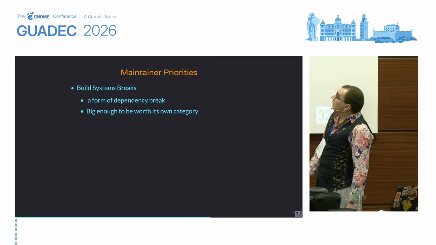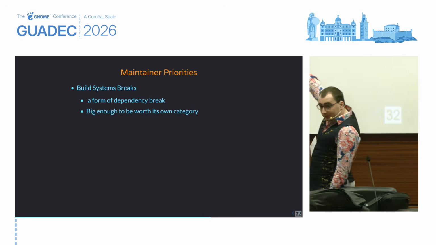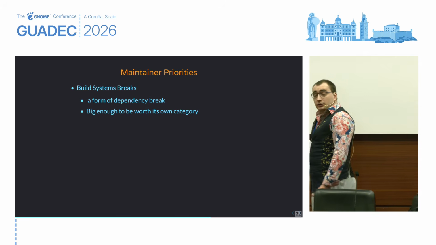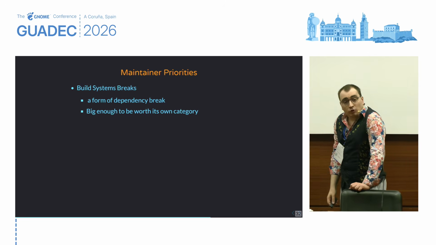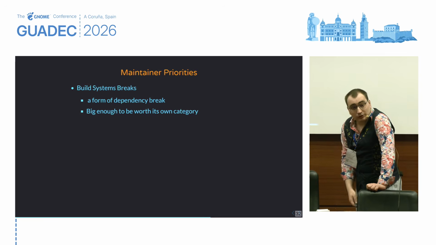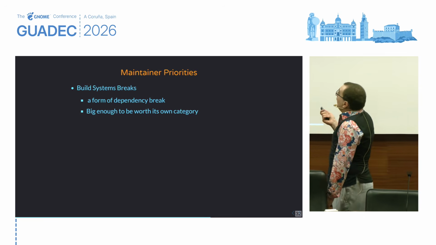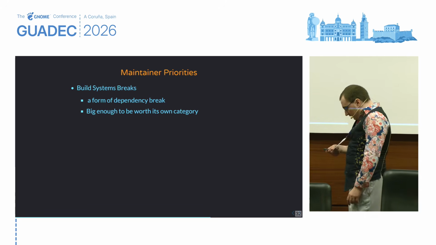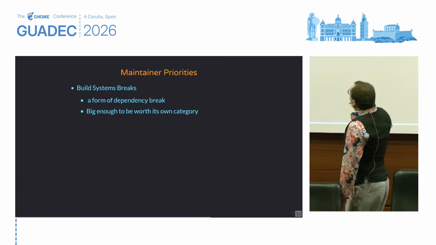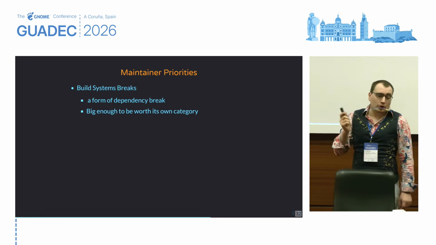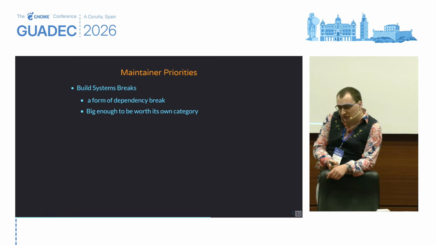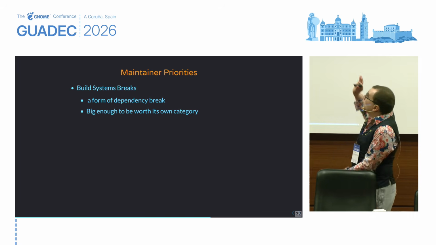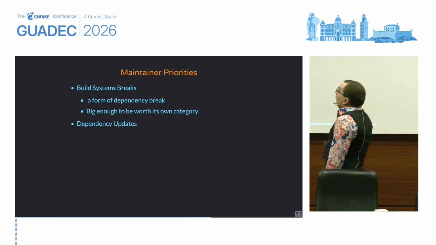Most important thing, the build system breaks. That's the top priority. Why? Because if the build system breaks, basically my project is not useful anymore. I can maintain all I want, no one can use it. So that's probably the best priority. It's a form of dependency break, but build system is actually a big enough one to be worth its own category. We are going to talk about dependency break just after, but this is a big enough one that it cannot be only considered as a dependency break.